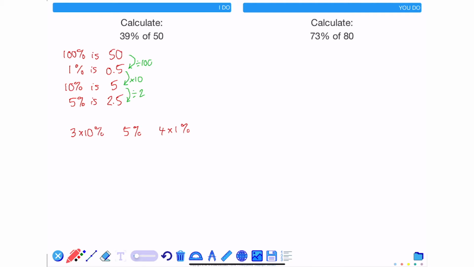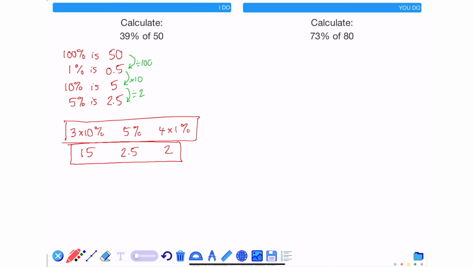3 10%s are 15, a 5% is 2.5, and 4 1%s is 2. So adding all of these together would give me 39%, which in this case is 19.5.